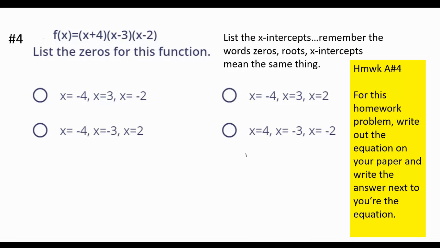For this homework, write out the equation on your paper. So for number 4, write this down and then write the answer that you choose next to it. And when it says zeros, they mean the x-intercepts. And that's your homework. 4 problems. Make sure you upload both today to your digital workbook.